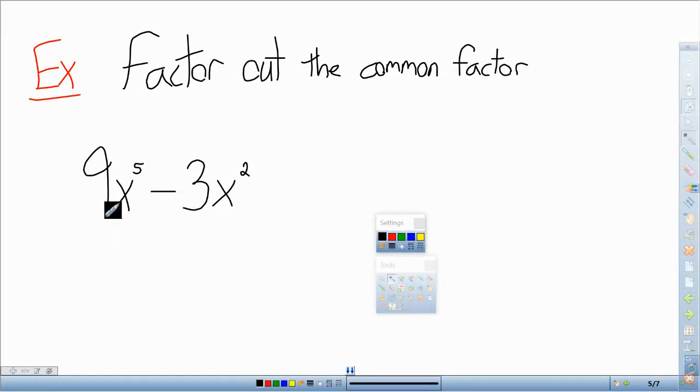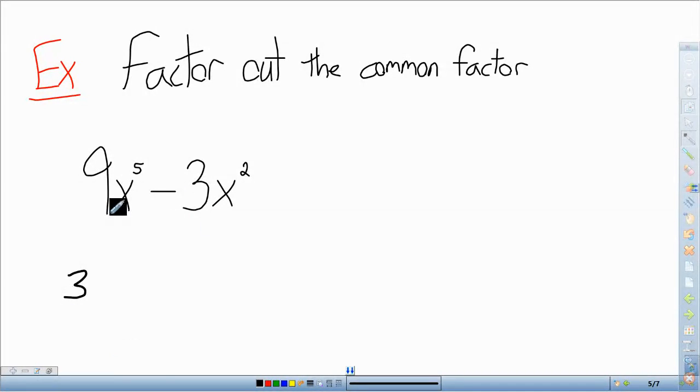Okay, so we got a 9x to the power of 5 minus a 3x squared. I'm taking a look at these two numbers. By the way, this minus sign, we're not really worried about it just yet. We'll worry about it when we figure out what is left over after we get out the common factor. So what is it? Well, a 9 and a 3, that's pretty obvious, right? I know I can take a 3 out of both of these numbers. So the biggest number I can take out is a 3.